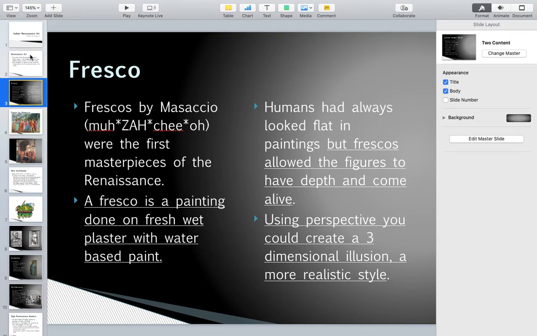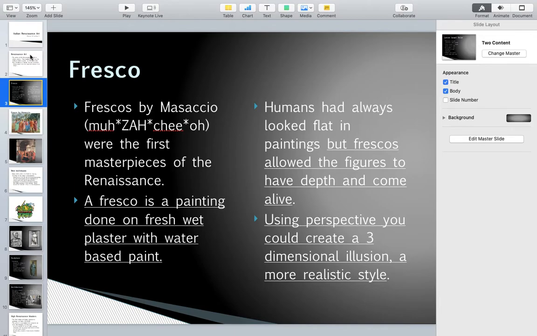The reason they did that was because before, when they were painting on a flat surface, there was no depth to the picture. So when you do the fresco, where some of the paint and plaster comes out towards you, it gives you more of a 3D effect, and it makes the human beings come alive. That 3D illusion makes things more realistic.